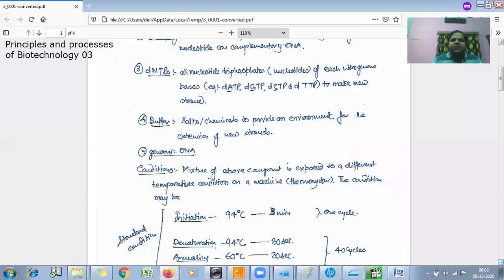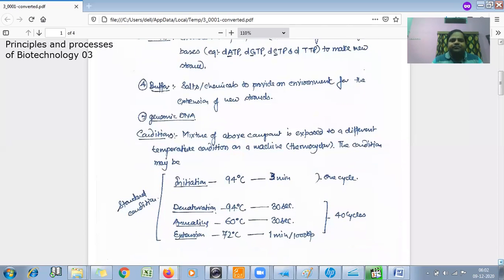So now we will see what are the conditions we need to provide to get the desired fragment of DNA. Above we have seen 5 components: primer, dNTPs, DNA polymerase, buffer, and genomic DNA. They will be mixed in a tube, and they will be exposed to different temperature conditions on a machine, and that machine is called a thermocycler. And there are mainly 4 conditions.